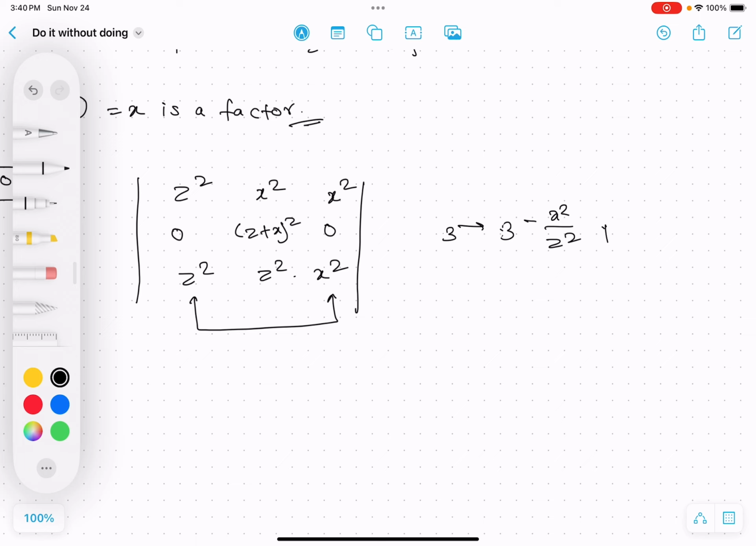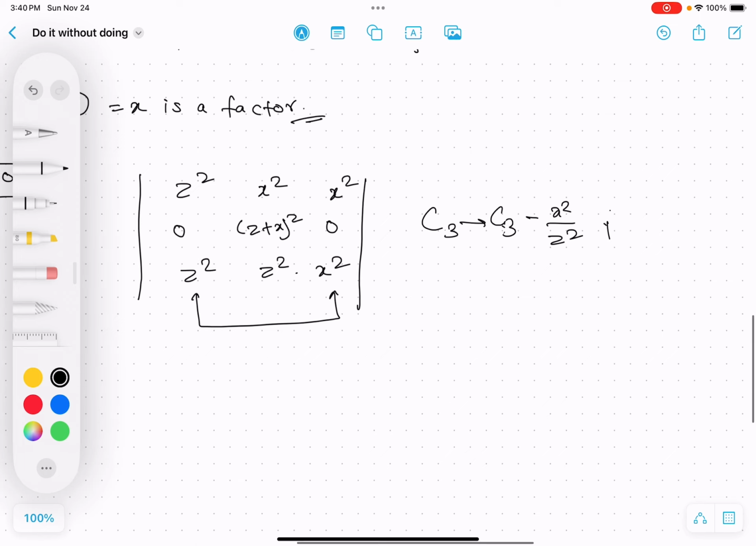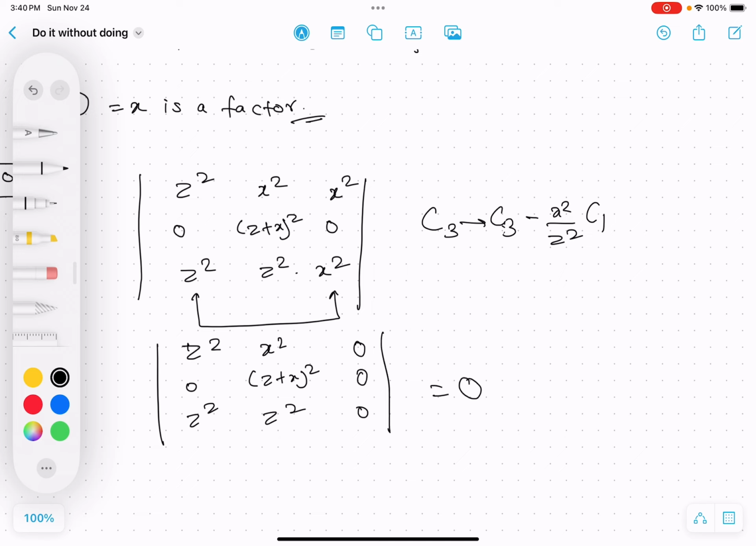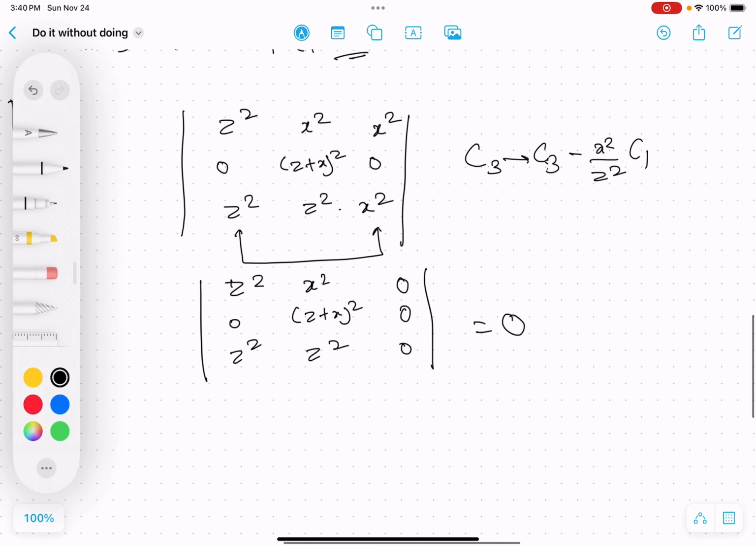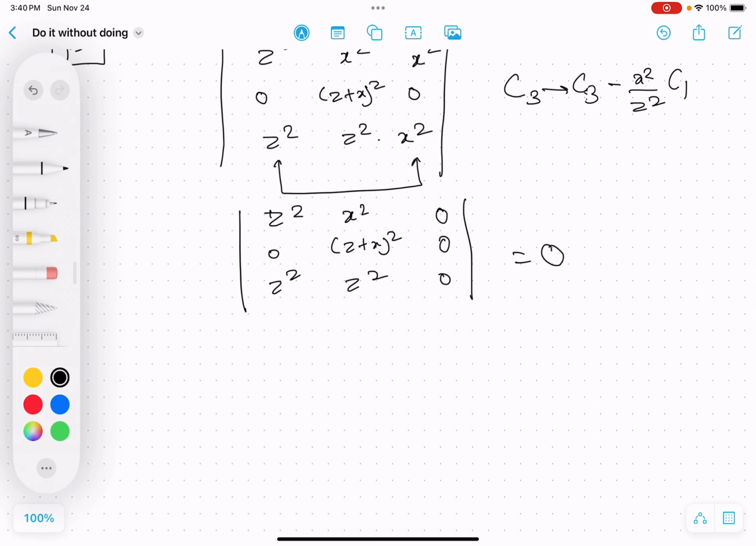Okay, so column 3 equals column 3 minus x square by z square of column 2, sorry, column 1. So if I do that, it will just be like z square 0 z square, right? x square z plus x square, and then z square. Now x square minus this will just be x square, right? So that's just 0 0 0. So again you see that this is just 0 because all three elements are 0. So if you try to expand it through this column, you will see that it becomes 0, right?